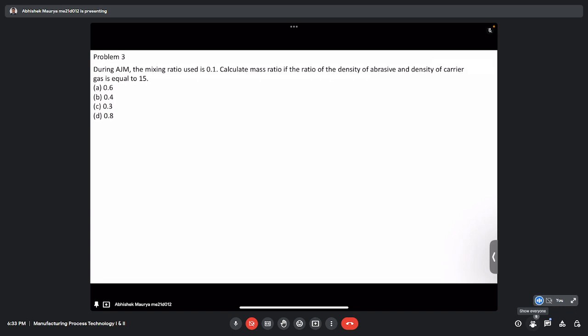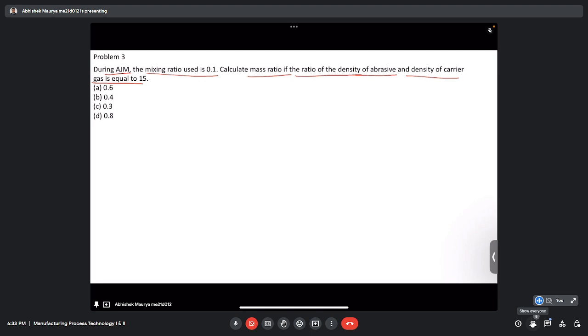Okay, let's start discussing. Here, during the abrasive jet machining, the mixing ratio used is 0.1. And after that, what do we have to calculate? Calculate the mass ratio if the ratio of density of abrasive and density of carrier gas is equal to 15. So let's look at it one by one.